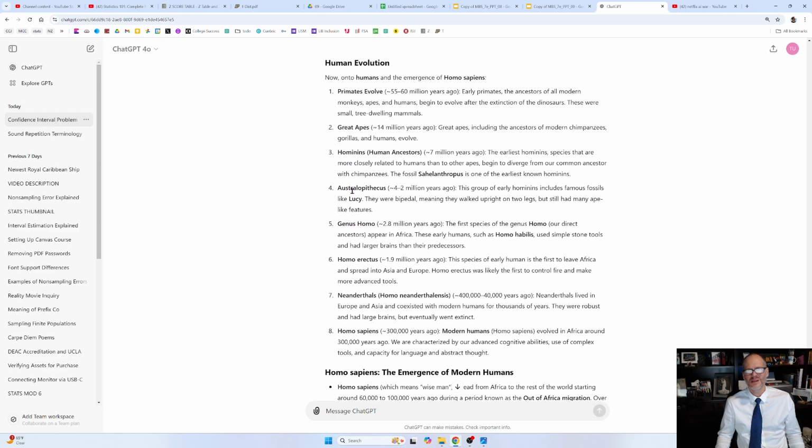Great apes, 14 million years ago. Great apes, including the ancestors of modern chimpanzees, gorillas, and humans, evolved, right? We're just all in that category: chimpanzees, gorillas, and humans. You could almost go see those at the zoo. They're the chimpanzees, they're the gorillas, and they're the humans. It's the zoo looking at the zoo when you go to the zoo.